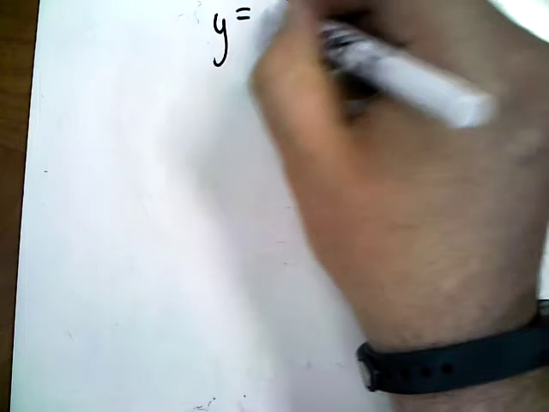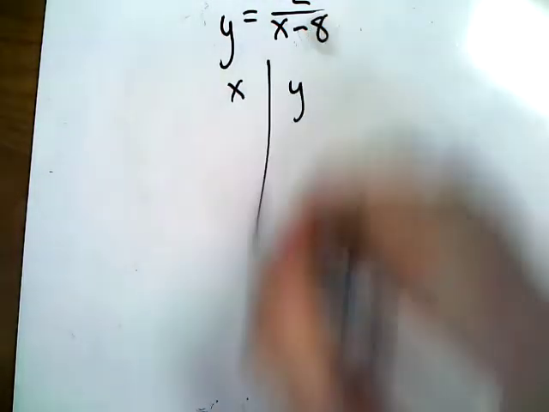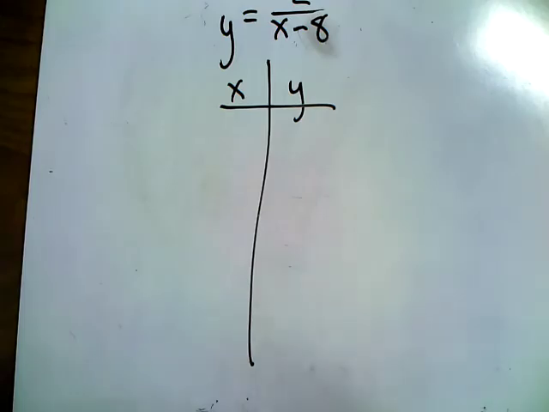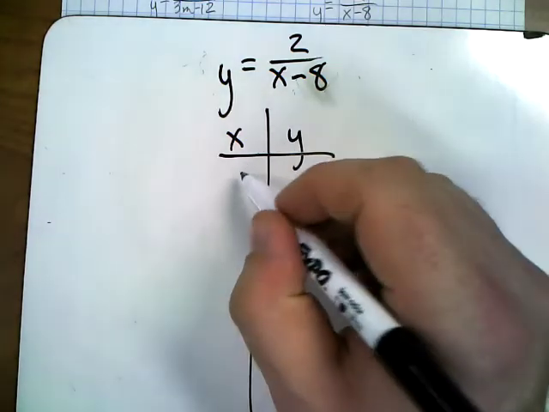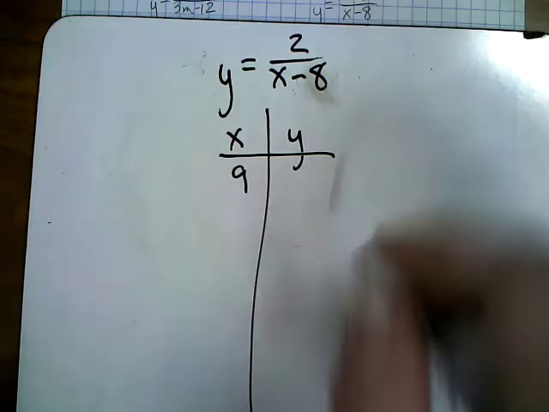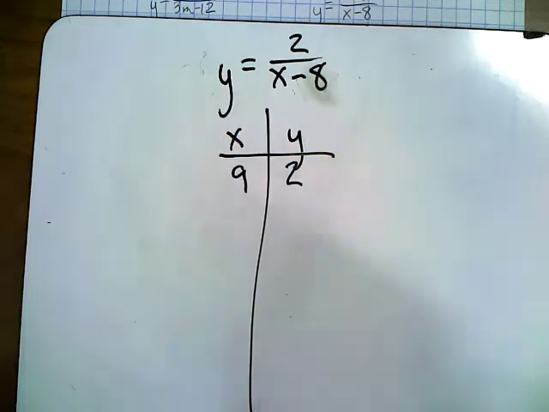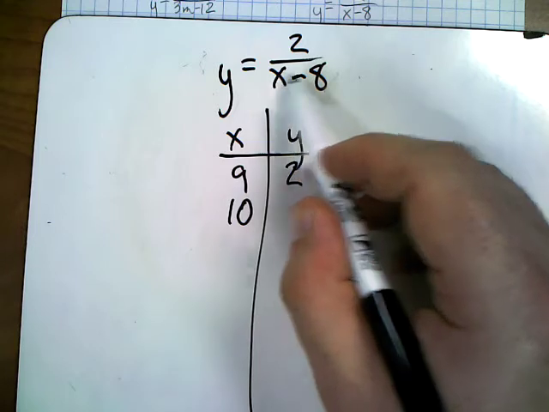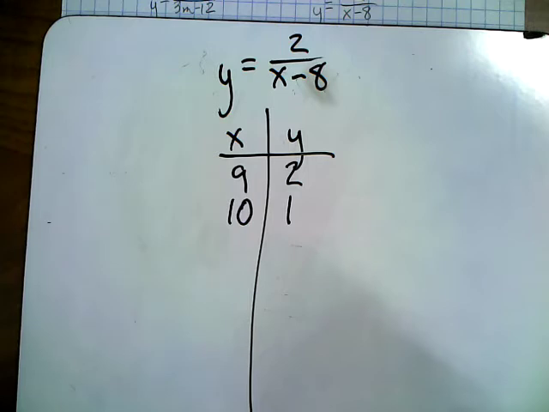So if I have y equals 2 over x minus 8, you could just make a table of values. I might start with the x value 9, because 9 minus 8 comes out as 1, and then 2 divided by 1 is 2. I might choose the value 10, because then 10 minus 8 is 2, and 2 divided by 2 is nice and easy, that's 1.